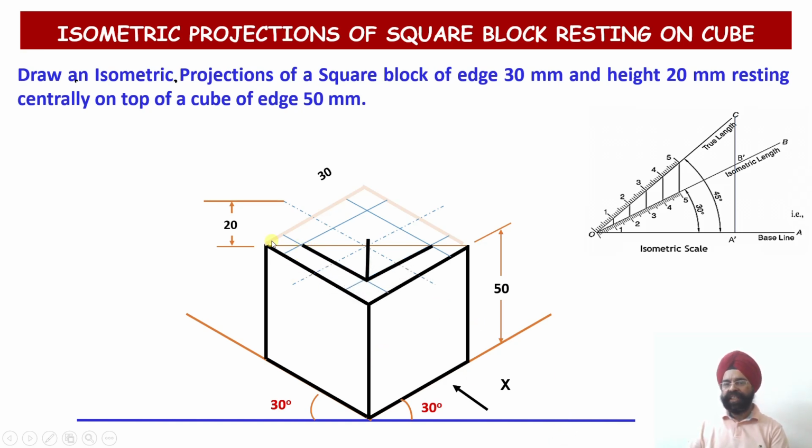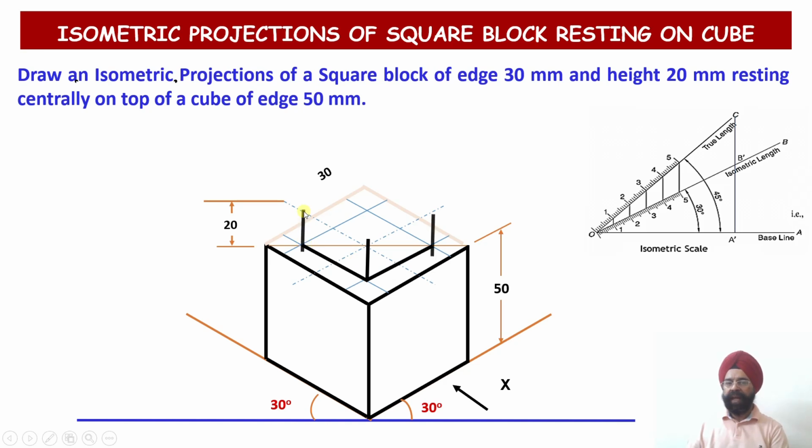So square block is similar to the cube. Only difference is the height component. It is not equal to the edge length. It is equal to whatever height is given to me. So please see, this height I have taken to be 20 millimeter. Had I required to draw another cube on top of it, I would have required this height to be 30 millimeter. So now I am taking this height to be equal to 20 millimeter. So this edge length, vertical height, it is equal to 20.